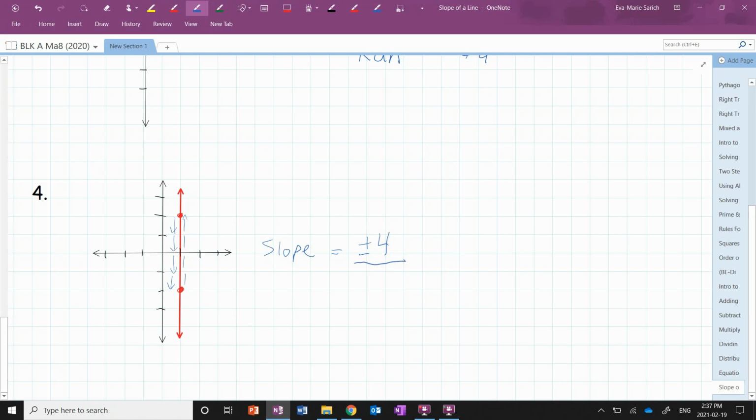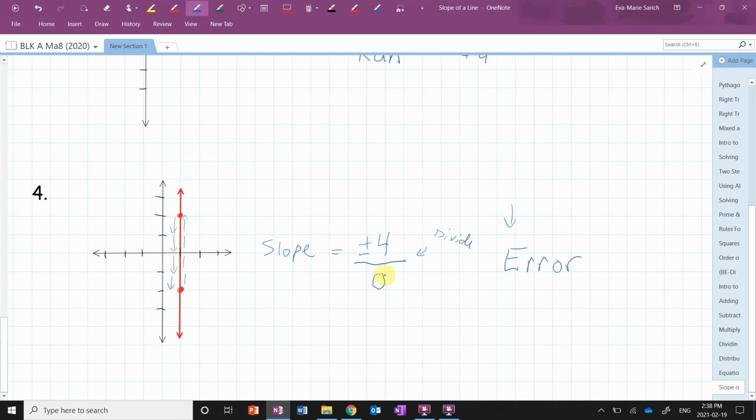Now, how much do we run? Running is going horizontal. Well, we don't go horizontal at all. We don't move left or right, so that's going to have a run of 0. Now, I want everyone to take their calculators and go 4 divided by 0. Remember, that line means to divide, okay? When you take 4 and divide it by 0, you usually get an E on your calculator, which stands for error, or sometimes it's ERR. And it means error. So in mathematics, it is illegal to divide by 0.